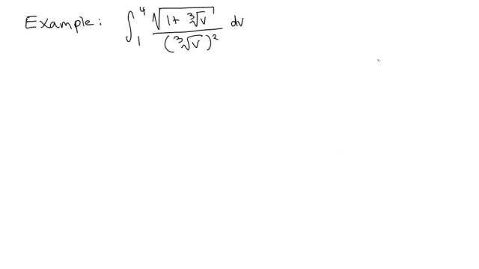Let's take a look at the definite integral of the square root of 1 plus the cube root of v, all over the cube root of v quantity squared dv, which is a little horrifying looking. So let's start by doing what we always do. Let's prep it first. This becomes the integral from 1 to 4.